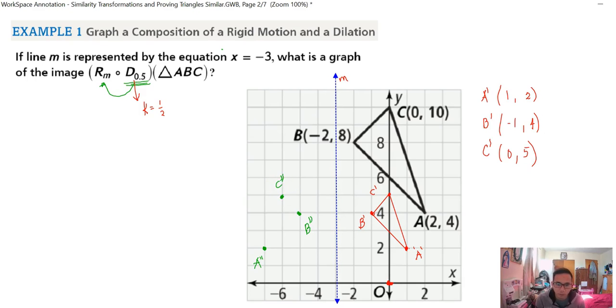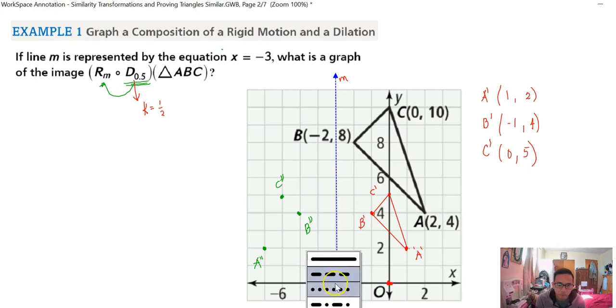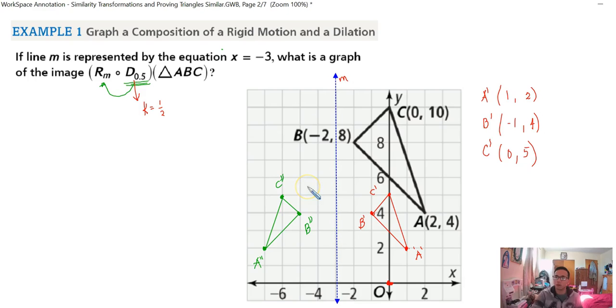All right, and then I can now connect these three. Then change color to green. So from C double prime to B double prime, and from A double prime to B double prime, from A double prime to C double prime. There you go. So the final image that we have there is the green in color.